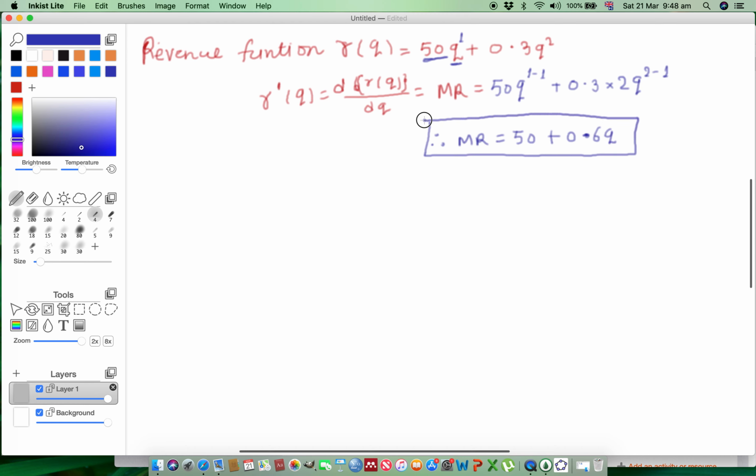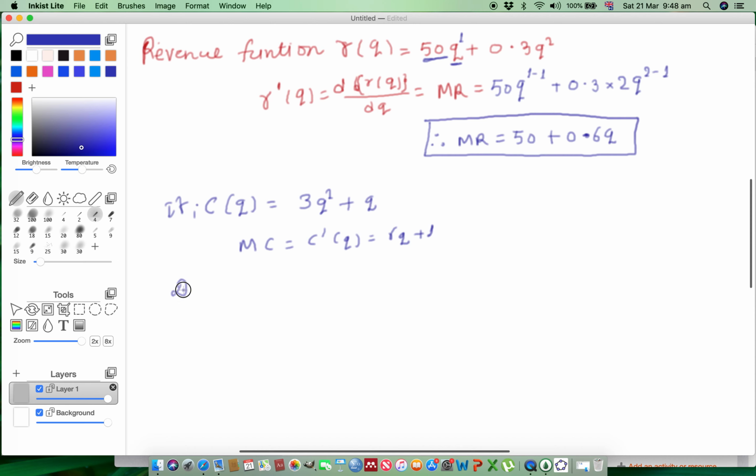When a question asks to calculate the marginal cost, then first of all we need a cost function. Let's say the cost function is equal to 3q square plus q, then the marginal cost is equal to C prime q is equal to 6q plus 1. In this way we calculate the marginal cost.